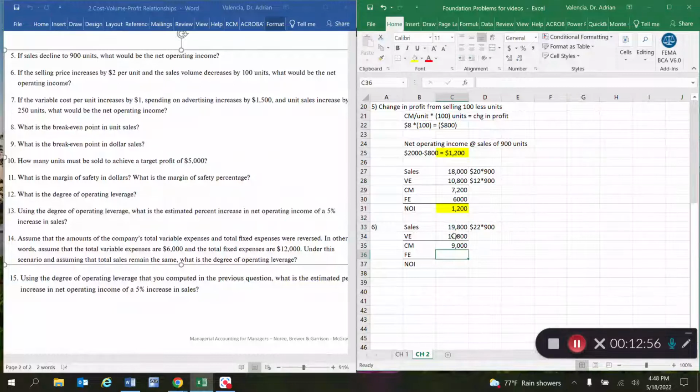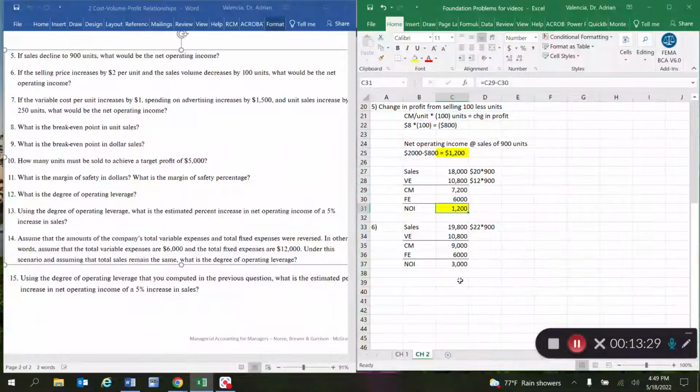And our contribution now is $9,000. The fixed expenses are still $6,000, and then this is $3,000, our net operating income. So by increasing the sales price by $2 per unit, we were able to increase our profit to $3,000. And if you wanted to do a little shortcut, you could just say, look, the increase is $2. The difference, $2 times 900, that's 1,800 more than this.